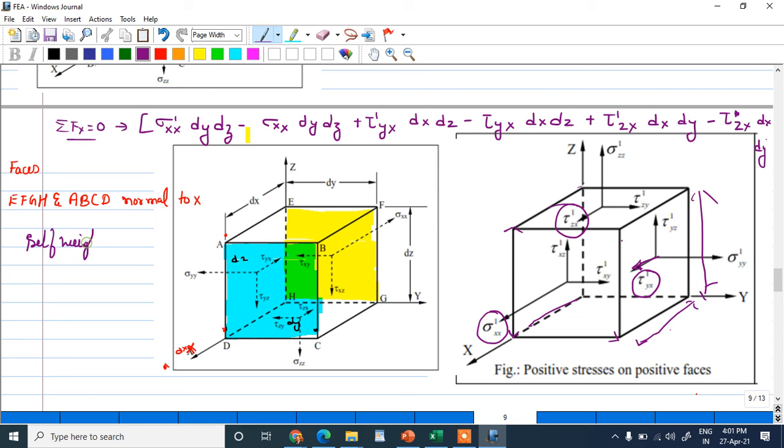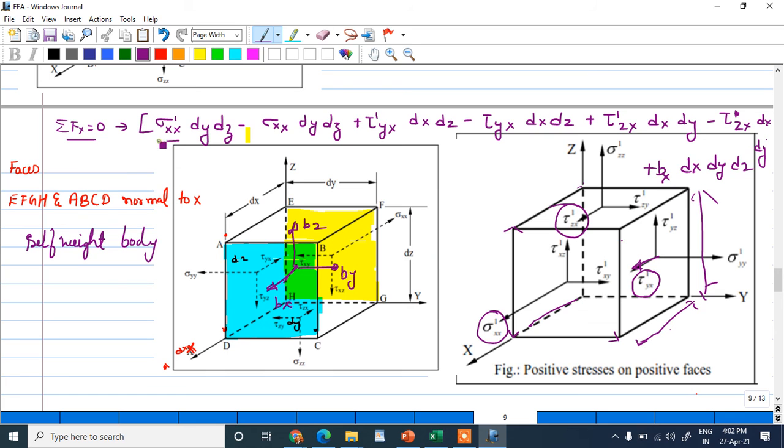So self weight is nothing but, as I said, body force, which will be acting in the x direction, y direction and z direction. In x we represent it as bx, this will be by, and this will be bz. So for that I will write here plus, in the positive direction, bx multiplied by dx dy dz. So this will form a complete equation.